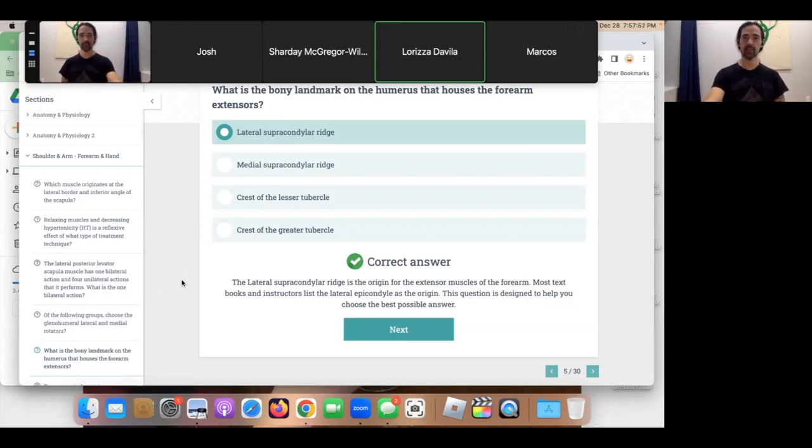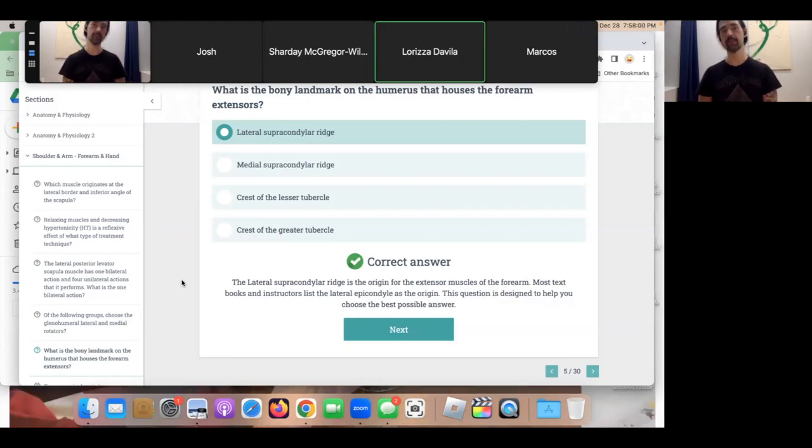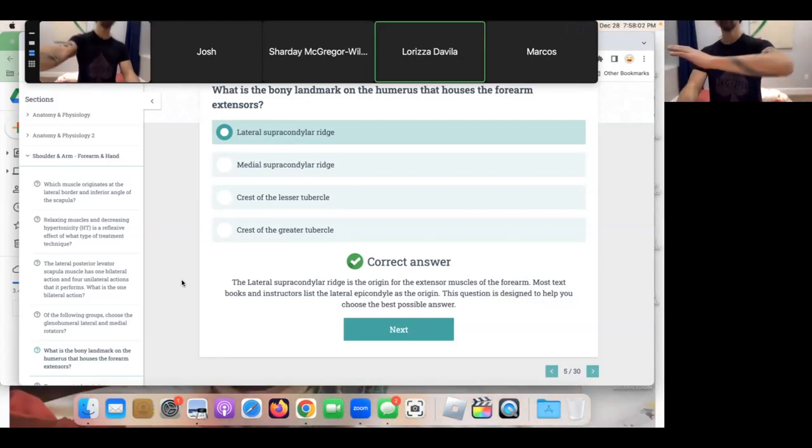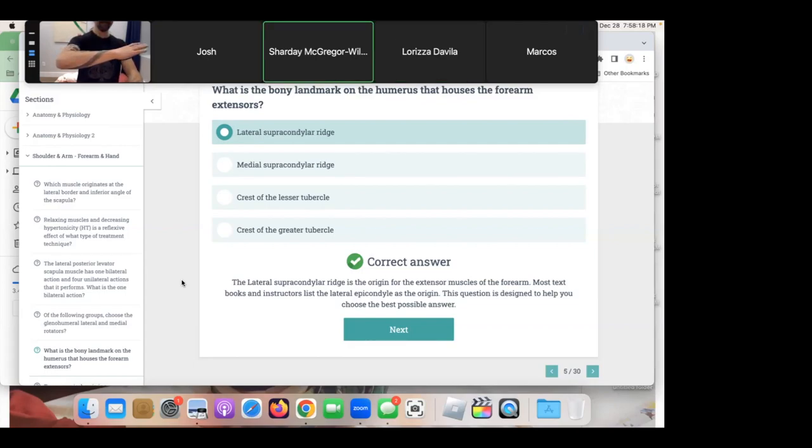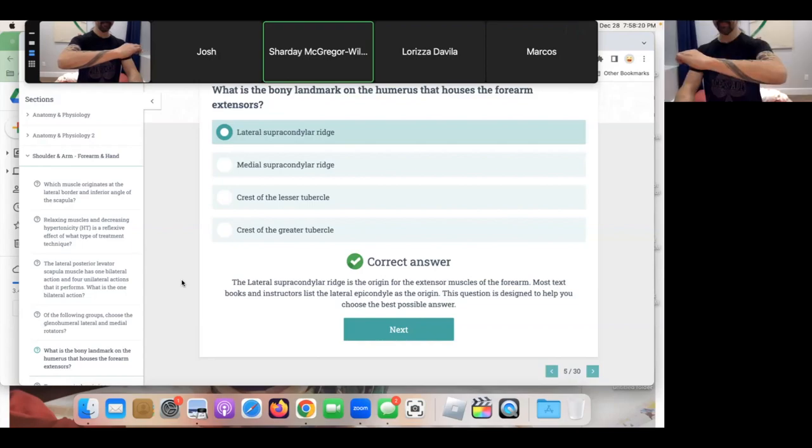Okay. The bony landmark on the humerus that houses the forearm extensors. I want you guys to look at your forearm and tell me, where are the extensors? They extend the what? They extend the elbow and forearm, or the ones that extend the wrist? Wrist, yes, that's right.